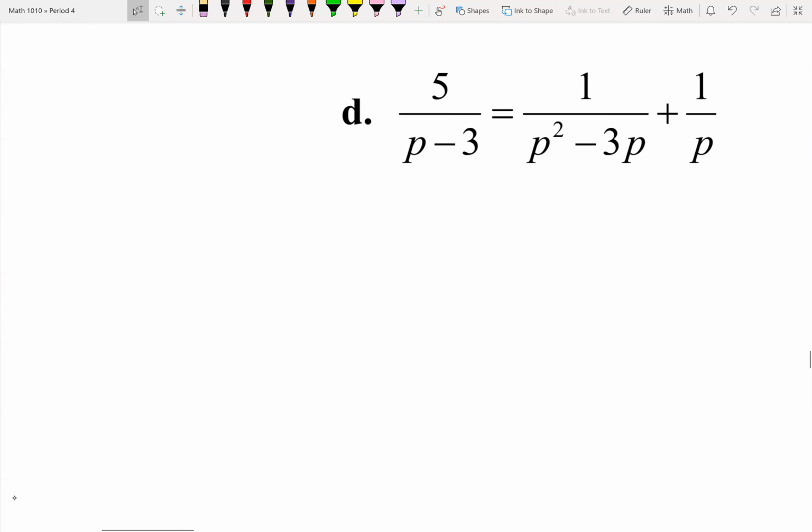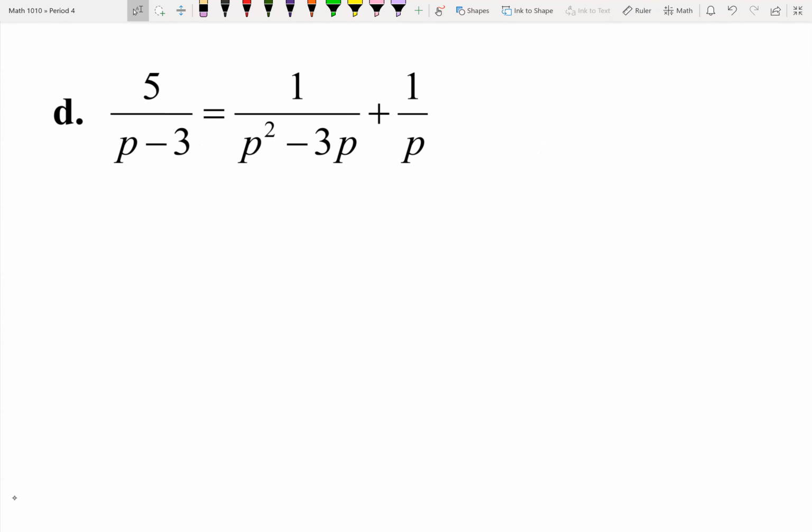Okay, D. Getting a little tougher. Factor, nothing to do. Factor, take out a p. Factor, nothing to do. Get a common denominator or get rid of the denominator? Get rid of. So what would it be? I would need a p. A p to the first, everybody, or a p to the second?